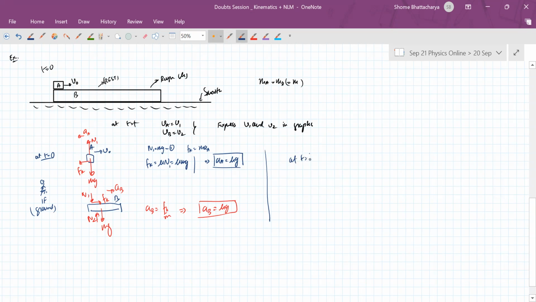So at some time T equal to T, if VA is still greater than VB by that time, the free body diagram should be looking like this. This is moving with VA. This is moving with VB. VA is equal to V0 minus mu g T. VB is equal to mu g T. But suppose VA is less than VB. So at this point of time, there is still slipping occurring. So friction is acting like this.